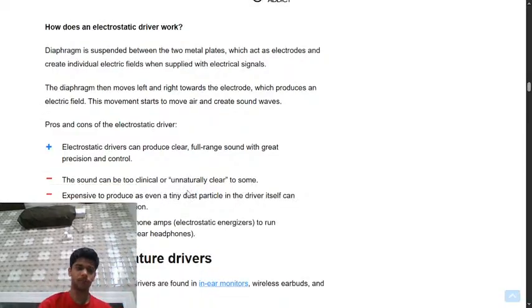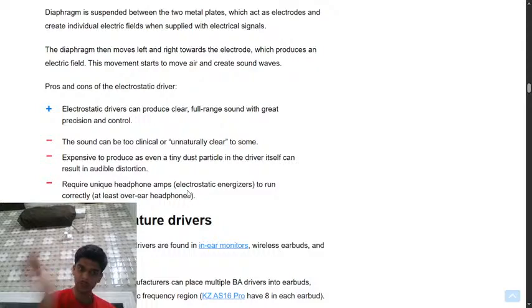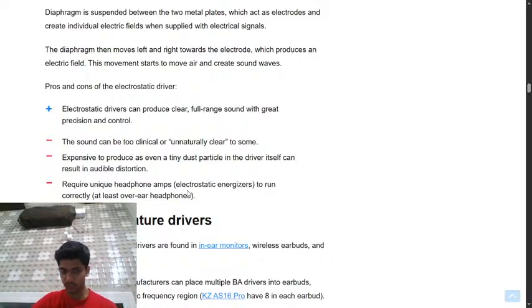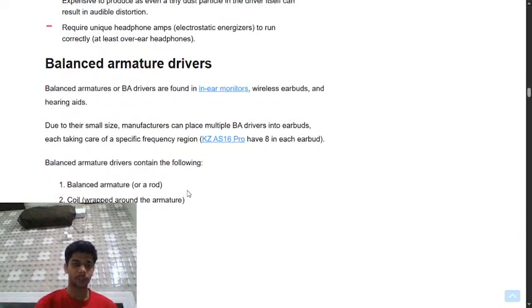Pros and cons of the electrostatic driver. Electrostatic drivers can produce clear, full-range sound with great precision and control. This sound can be too clinical and unnaturally clear. They are expensive to produce, and even a tiny dust particle in the driver itself can result in audible distortion. They require special headphone amps to run correctly.